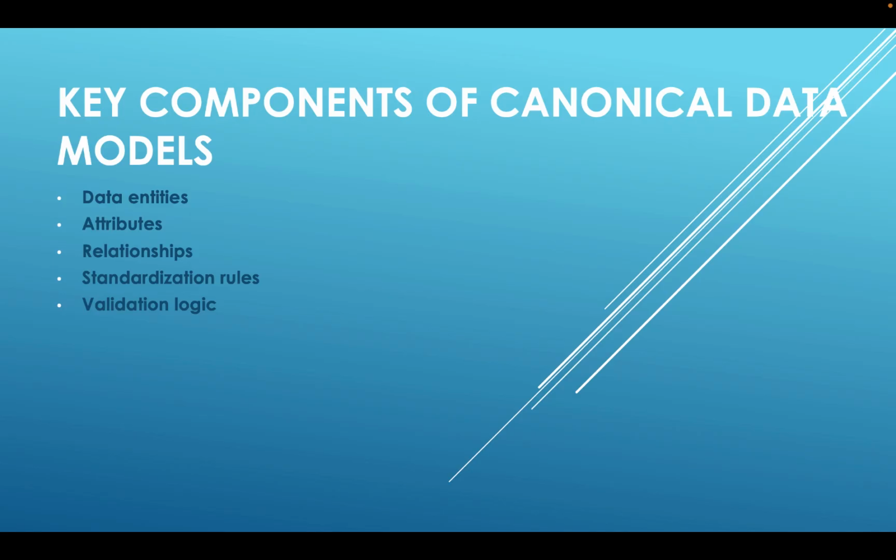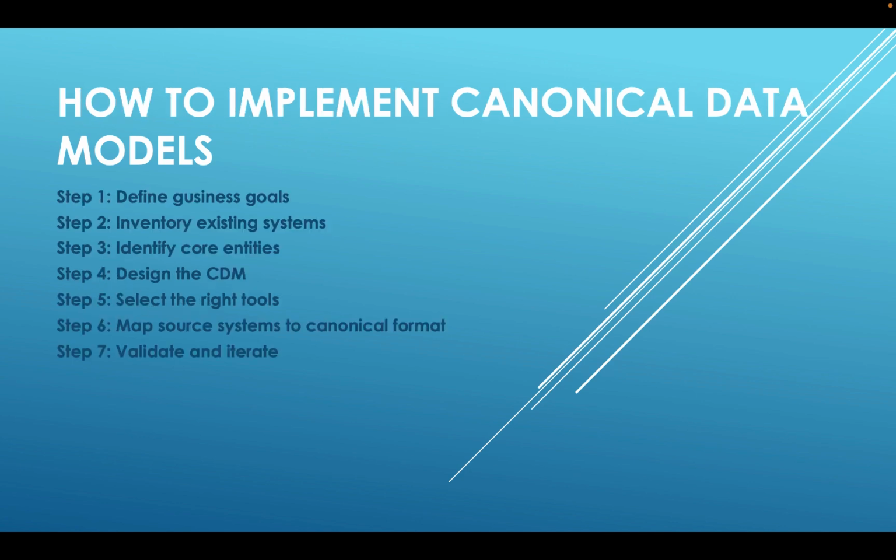Standardized rules define how values are represented, for example, the data format, unit of measure, that sort of stuff. They ensure consistency across different domains and geographies. The last one is validation logic. It's built-in rules that validate incoming data against canonical definitions. Definitions help to maintain integrity across systems. Right. So that's about the canonical model.